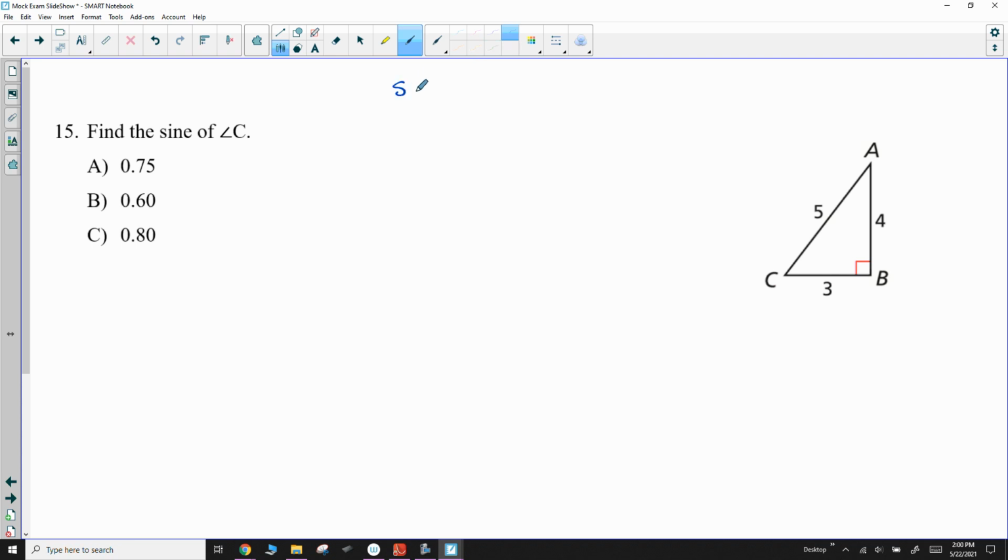Now, I think this one tripped people up when you were working in class. SOHCAHTOA is what we're using for this. We're dealing with sine, so we know that the sine is equal to, according to our acronym, opposite over hypotenuse. All it's asking for is, what's the answer to this? It is not saying what's the measure of angle C. It's literally saying when you plug in the opposite and divide it by the hypotenuse, what's the answer going to be?